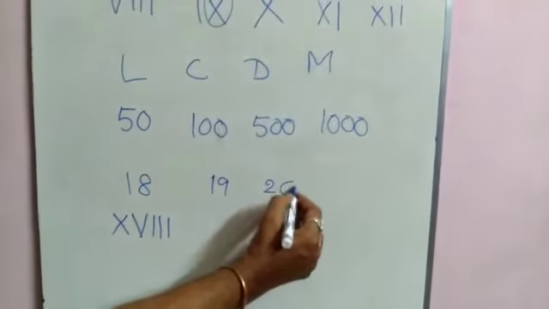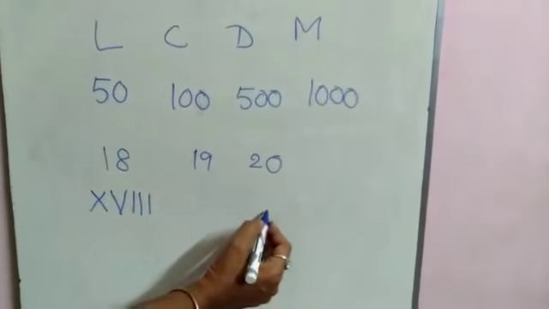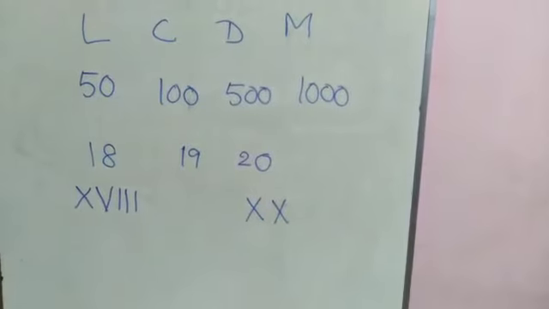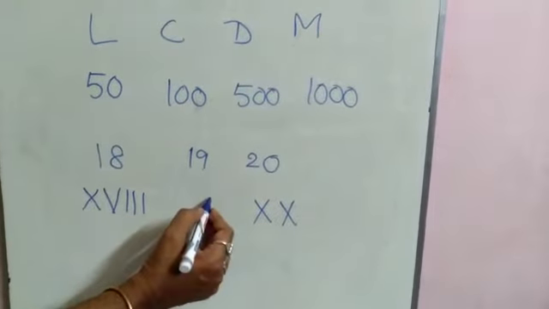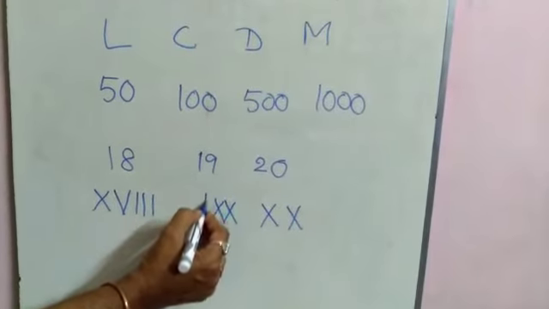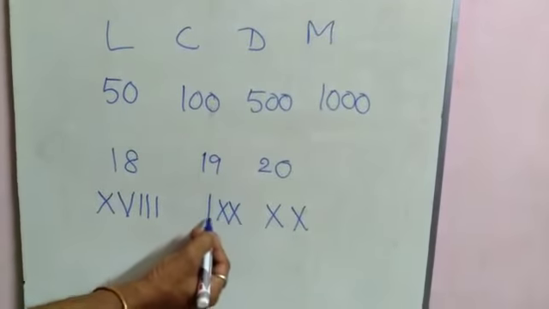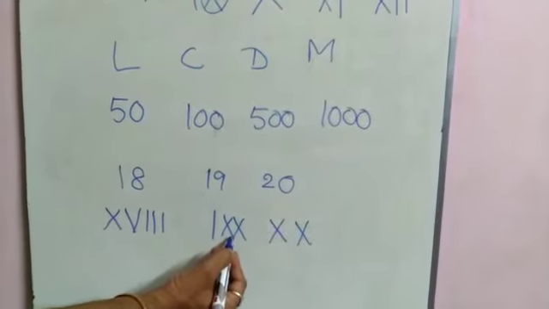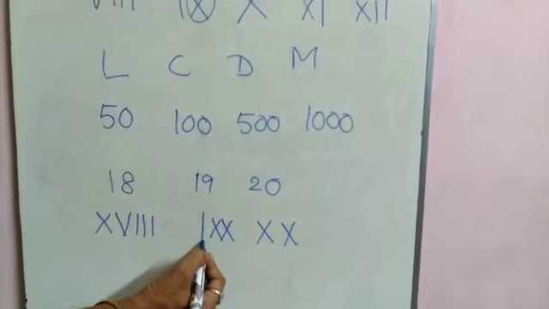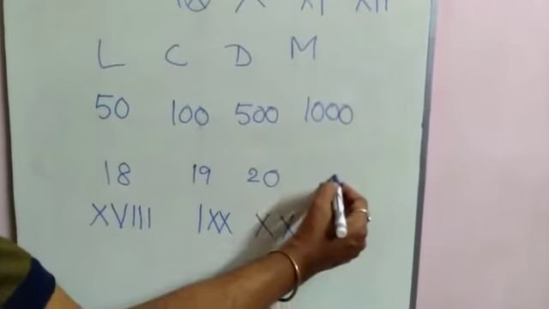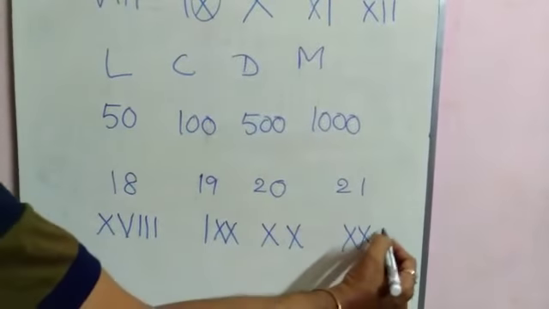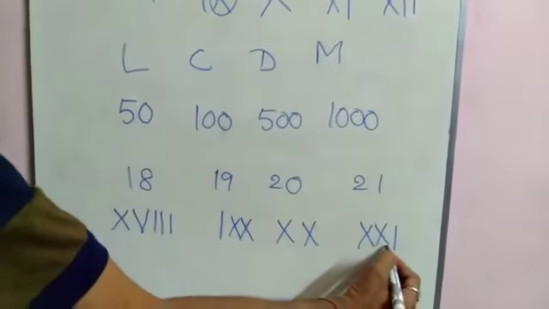Let's go for 20. 20 means how many tens? 2 tens. 1 ten, another ten. So how do we write 19? You will write both the tens, that is 20, and one less. That means we should write on the left side. Whenever a number is less, you should write this 1 on the left side. If it is more, for example, I want to write 21, how do you write? That slash will come after two tens.